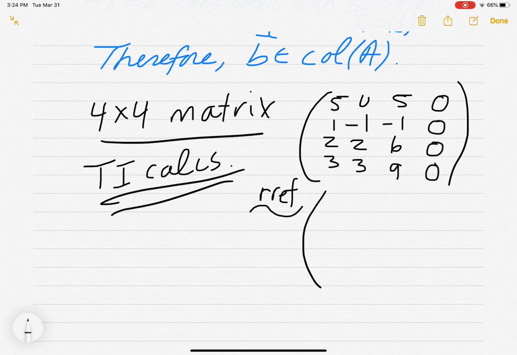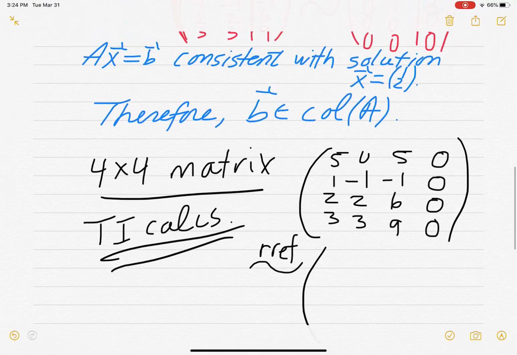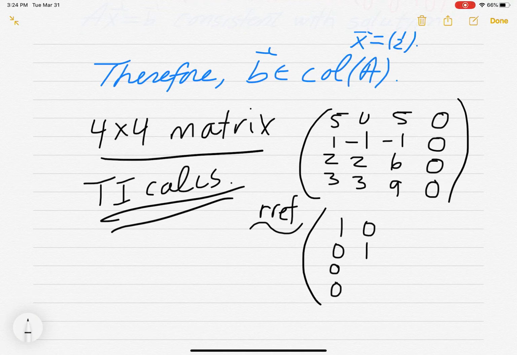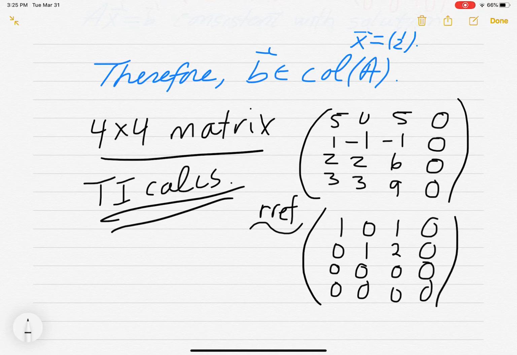you should get, it should work out. Yeah, you get 1 and a bunch of zeros, 0, 1, 0, 0. And then you're going to get 1, 2, a bunch of zeros, and a bunch of zeros here. You just disregard that right-hand column and imagine there's a bar right there.